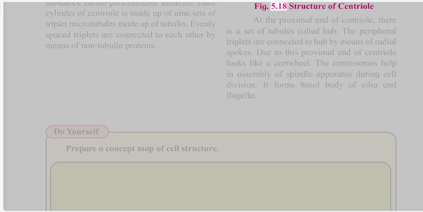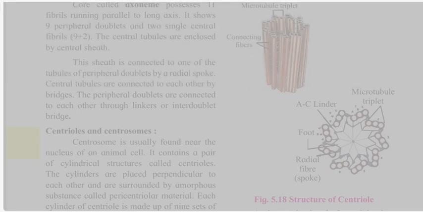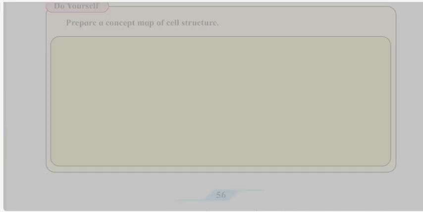Fig. 5.18 Structure of centriole. Cylinder, foot, radial fiber, spoke, microtubule triplet, connecting fibers. Do yourself. Prepare a concept map of cell structure.